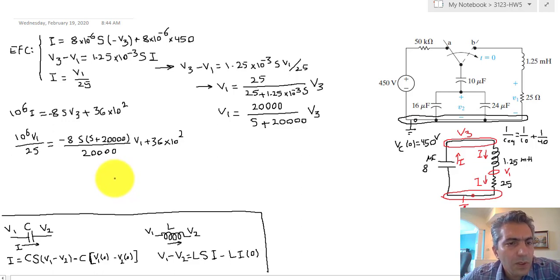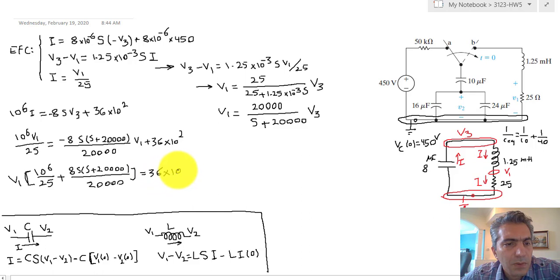So now we can move everything with V1 to one side. So this would be V1 times 10 to the 6 over 25 plus 8S times S plus 20,000 over 20,000, is equal to 36 times 10 to the 2.